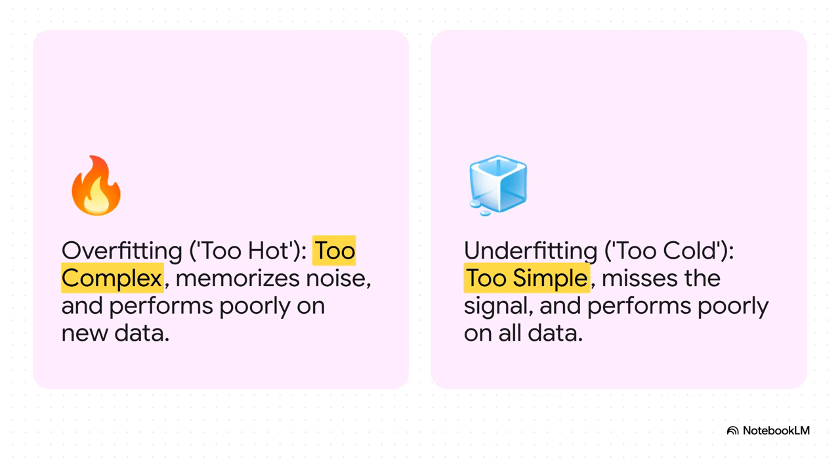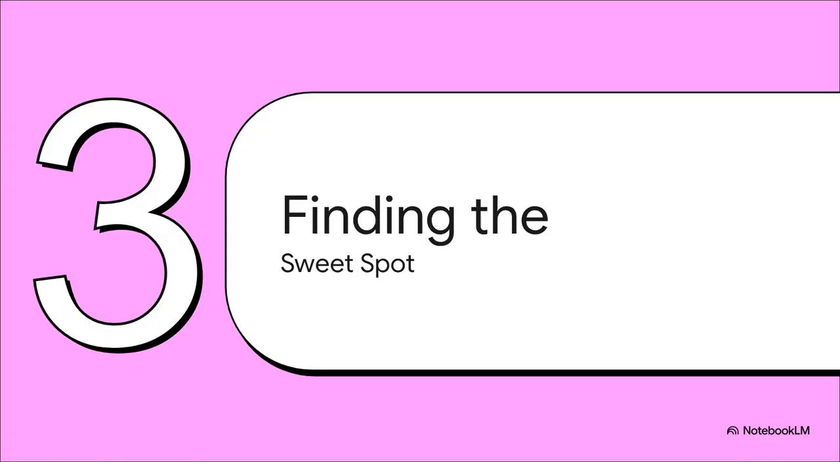This is our Goldilocks problem right here. On one side, you've got overfitting. The porridge is too hot. The model is super complex, but it only works on the data it's already seen. Then, on the other side, you have underfitting. The porridge is too cold. The model is way too simple, and it's useless on all data. Obviously, neither of these is what we want. So, how do we find that sweet spot, the just right model?